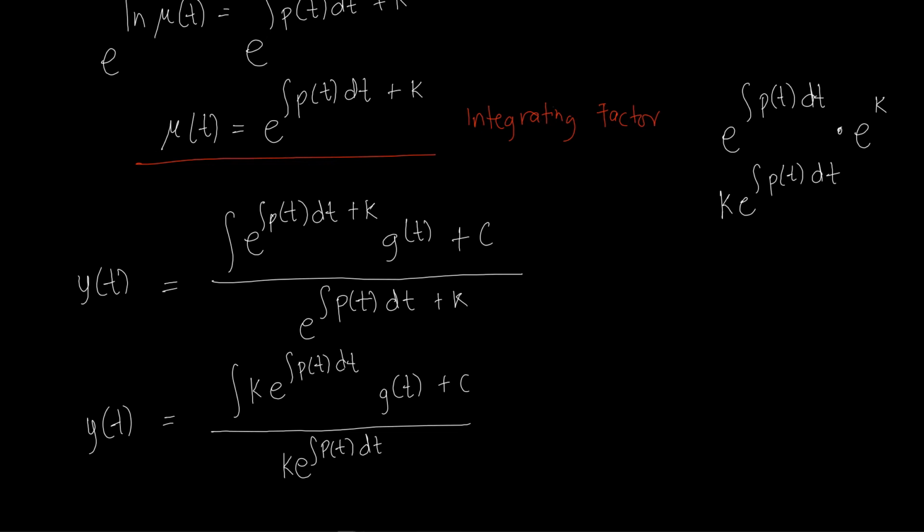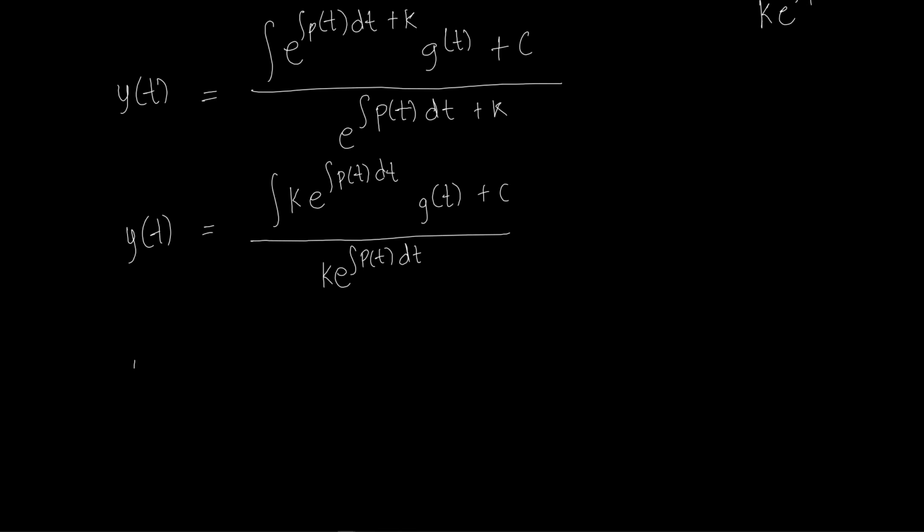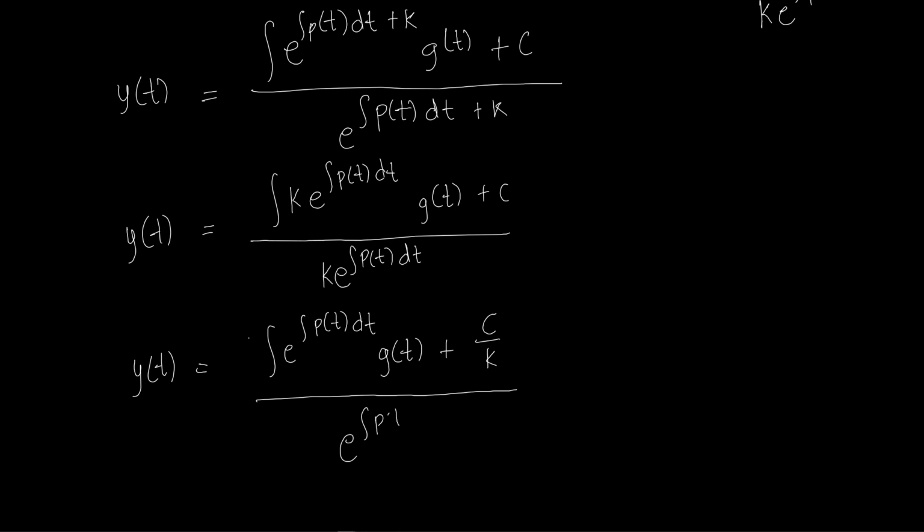And what else can we simplify? This is fine already. We see k and k here, so we can divide, then plus c. We can simplify further to make the formula cleaner: plus c over k. The k over k cancels out, so only 1 is left here. Then here, c over k, all over e raised to the integral of p of t dt.